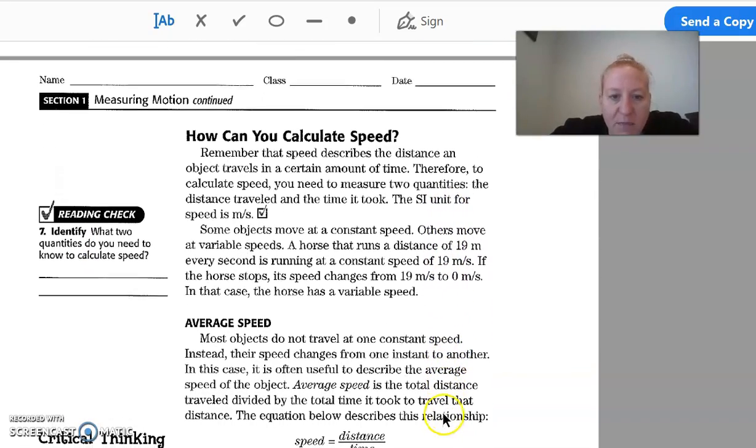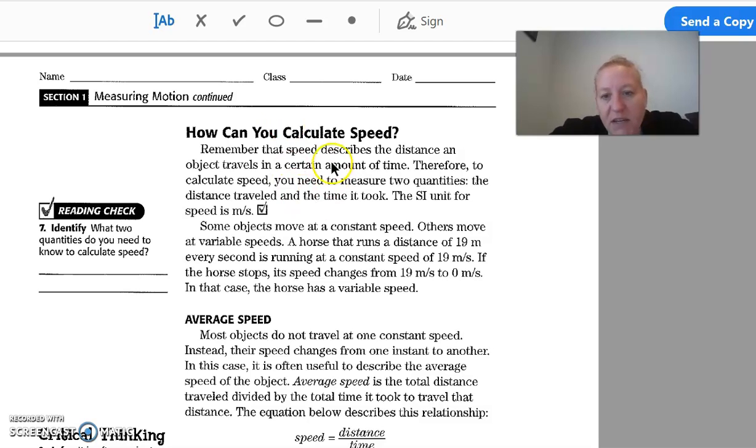How can we calculate speed? Remember that speed describes the distance an object travels in a certain amount of time. Therefore, to calculate speed, you need to measure two quantities, the distance traveled and the time it took. The SI unit for speed is meters per second.